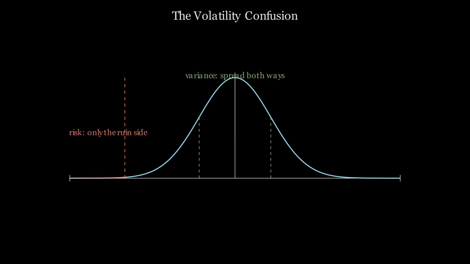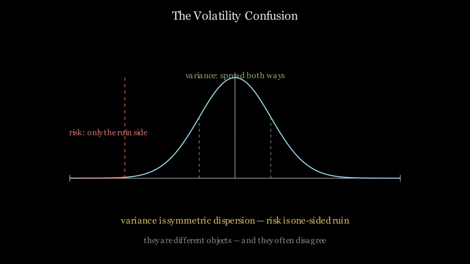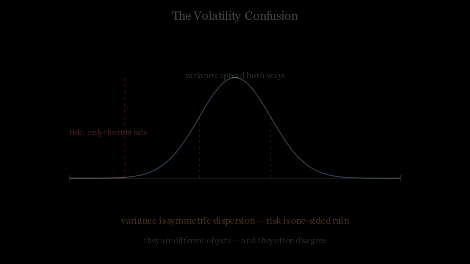Volatility measures how widely returns oscillate around their expected value. Ruin probability measures whether the portfolio trajectory reaches zero capital. These are structurally different objects. Confusing them leads to portfolios that look controlled but are approaching collapse.